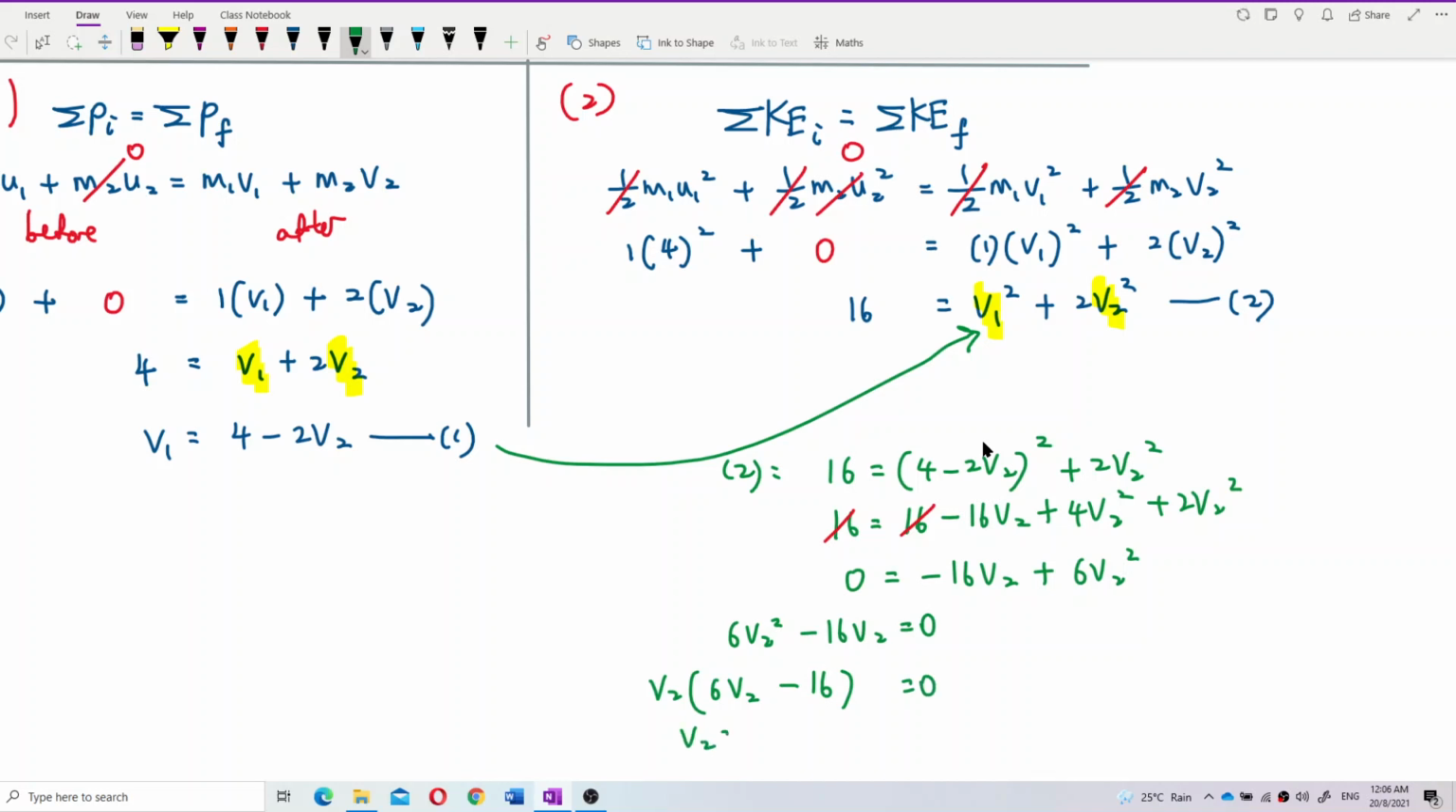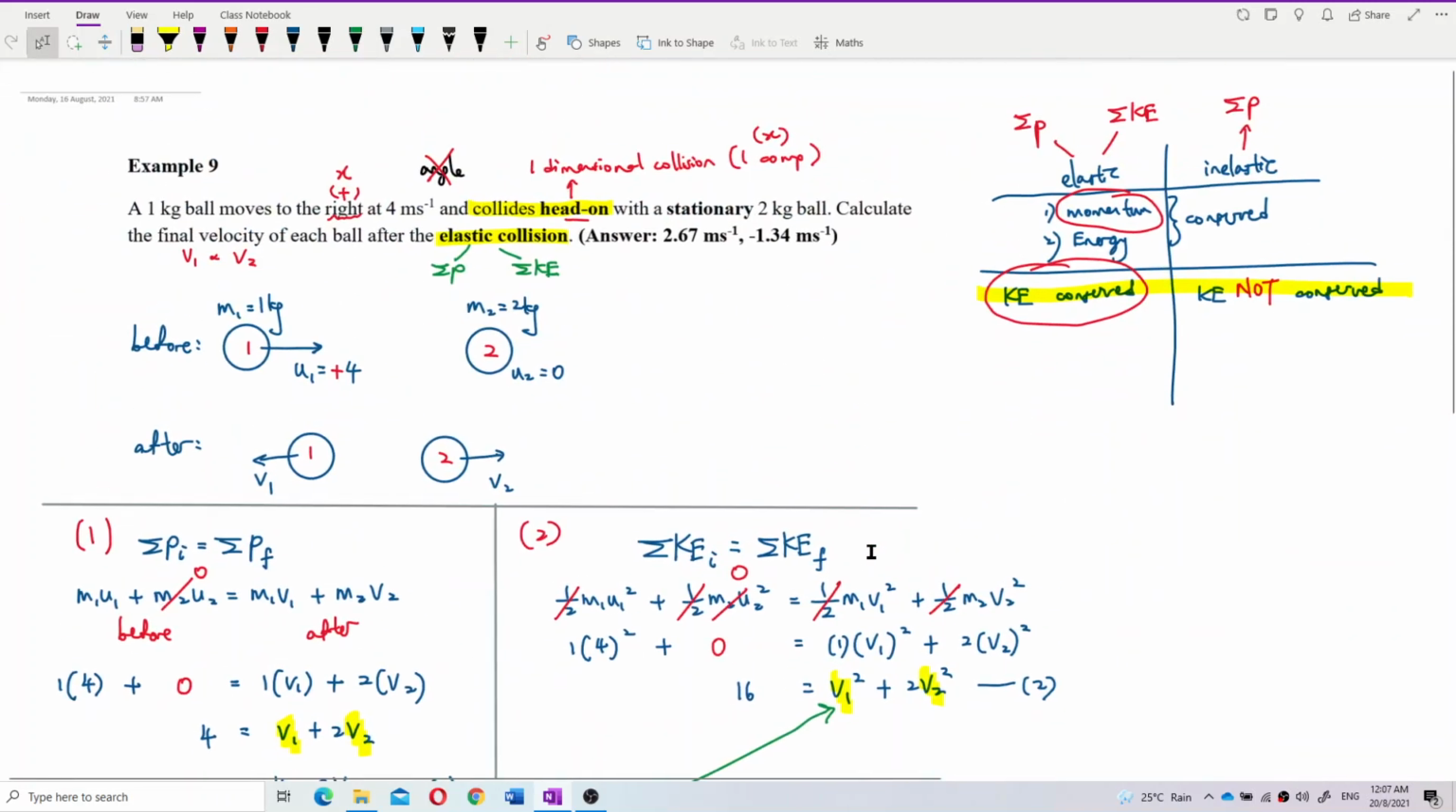So we got V2 is equal to 0, and also V2 is equal to what's the answer? Okay, let's find out. It's 8 over 3, which is 2.67 meter per second. Now let's find out the V1. We have two answers here. V2 is 0.